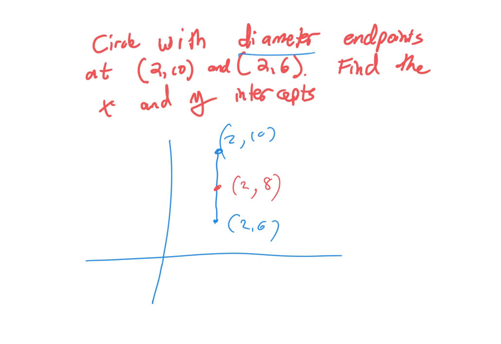So then the equation would be (x minus 2) squared plus (y minus 8) squared equals r squared, the radius squared. I did this here, and my diameter distance was 4, so my radius distance is 2. 2 squared is 4. Ta-da! Next slide.